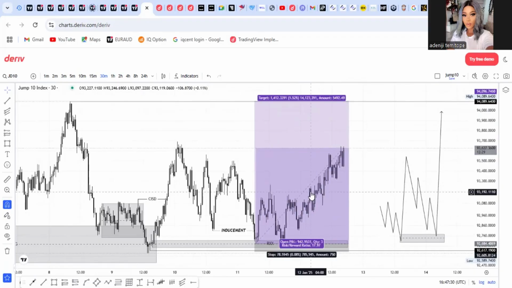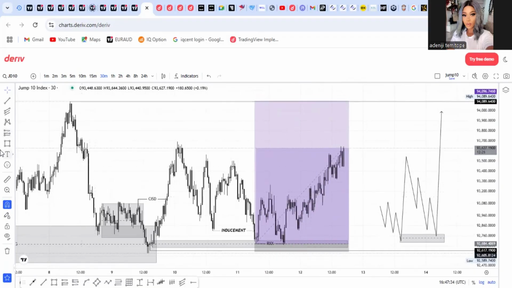Now, how would you know the validity of this pattern? There are certain things you want to see. What are the things you want to see? First of all, on the daily, if you're looking at a fair value gap, a daily fair value gap, right? You want to see price creating a pivot swing point.